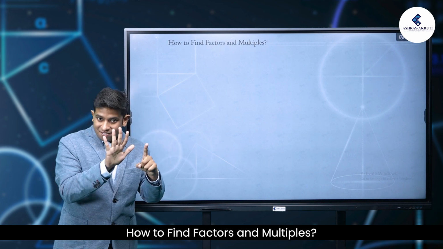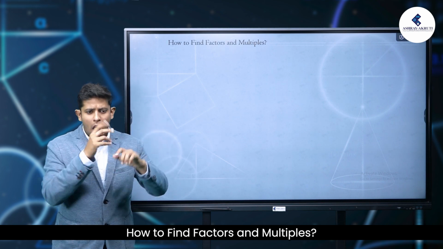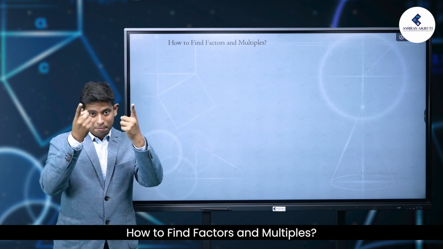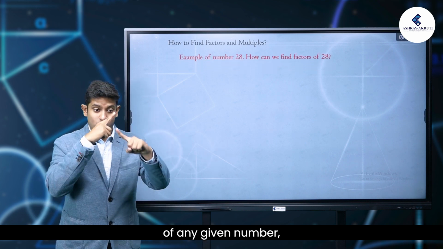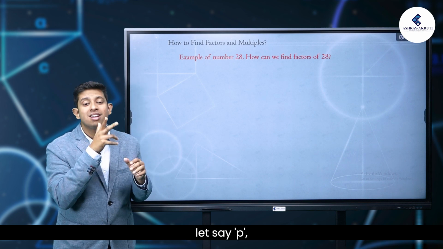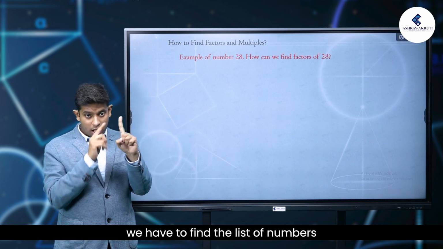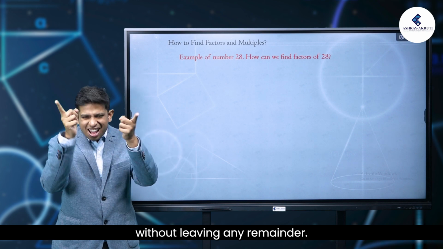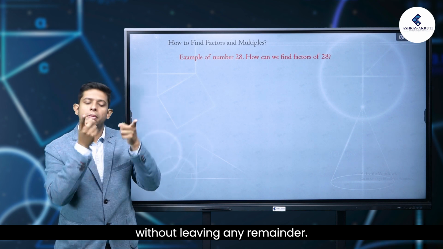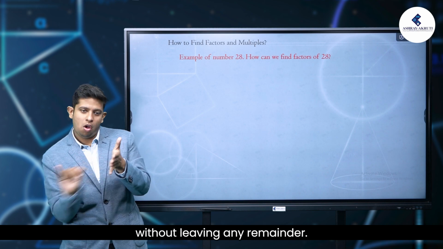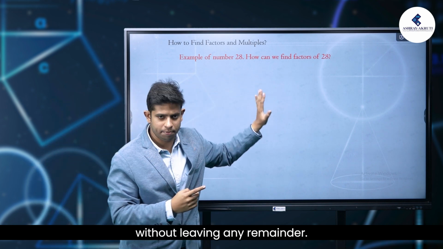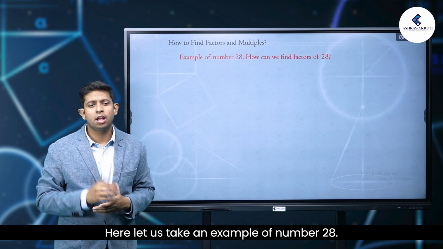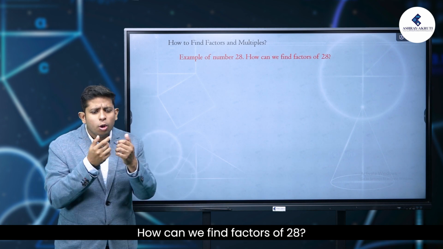How to find factors and multiples? To find factors and multiples of any given number, let's say p, we have to find the list of numbers that divide the number p without leaving any remainder. Here, let us take an example of number 28. How can we find factors of 28?